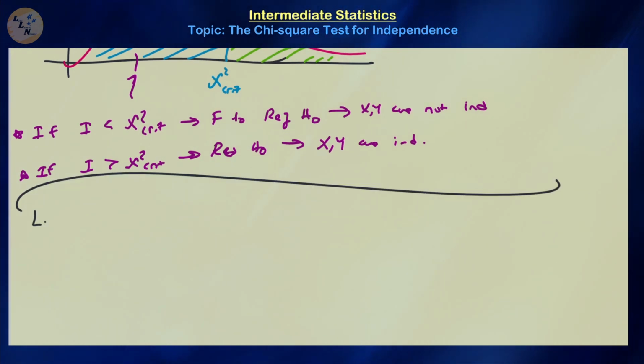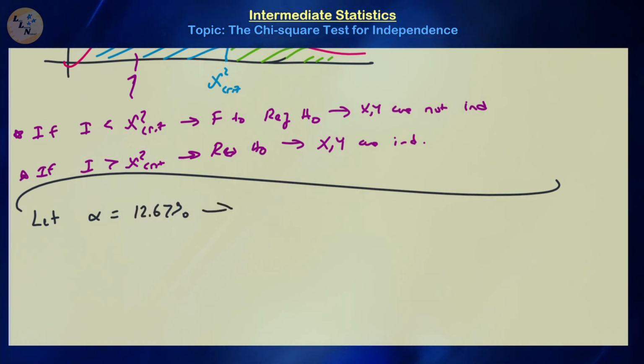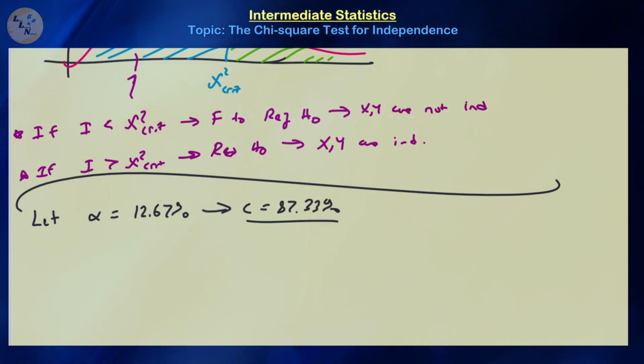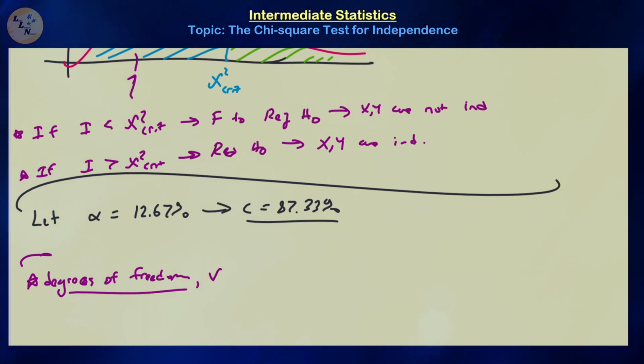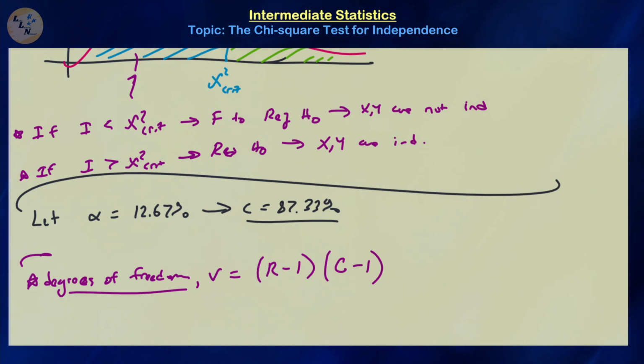All right, so now that we have some basic fundamentals here, let's make up some numbers so we can conclude this test. So let's assume we want a type 1 error to be equal to 12.67%. If that's our level of significance, that means our level of confidence is going to be 87.33%. Then we can find out our critical value. So what is our degrees of freedom here? Because we need that in order to construct this hypothesis test. So the degrees of freedom for this chi-square test of independence, which is usually abbreviated by V or nu, is going to be equal to the number of rows minus 1 times the number of columns minus 1.